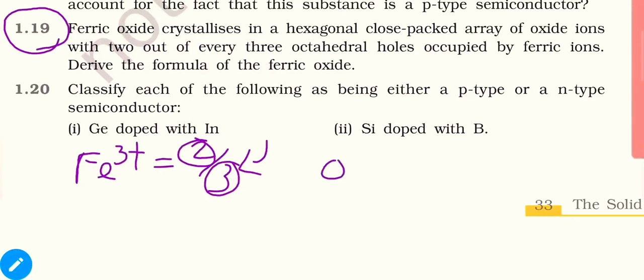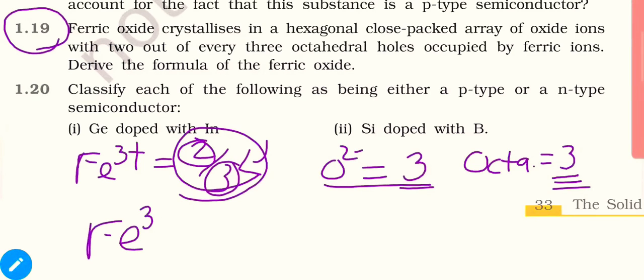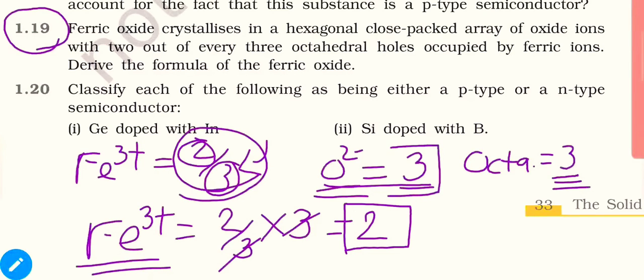That means here the hexagonal structure is made by oxide ions. So let us consider oxide ions is equal to 3. If you have 3 ions, that means the number of octahedral voids will be 3 as well. The number of atoms is equal to the number of octahedral voids. Now out of 3 octahedral voids, the occupied fraction is 2 by 3. So the quantity of Fe3+ will be the occupied fraction multiplied by the total particles, that means it is equal to 2. So the quantity of Fe3+ will be 2, and the quantity of oxide is equal to 3.